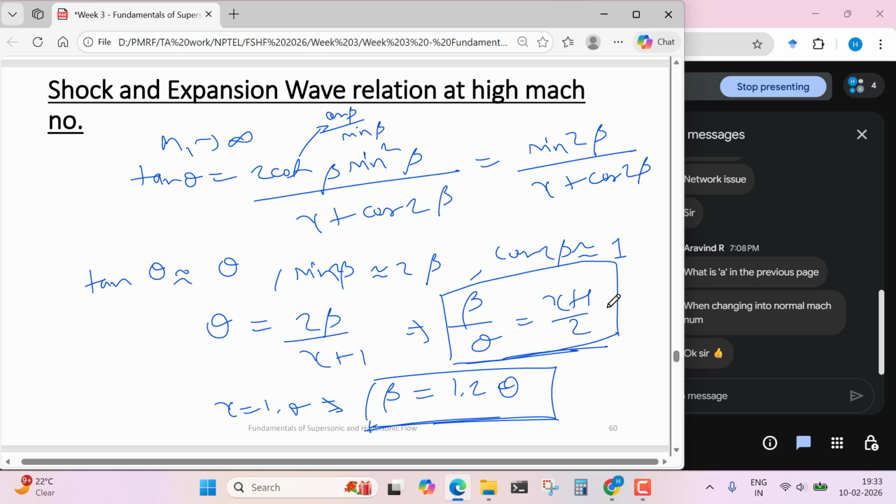So for a smaller Mach number, we can roughly conclude that beta will always be greater than this value. So a rough value you can get for beta using this relation for a smaller Mach number. For high Mach number, it will be almost equal to this value only.